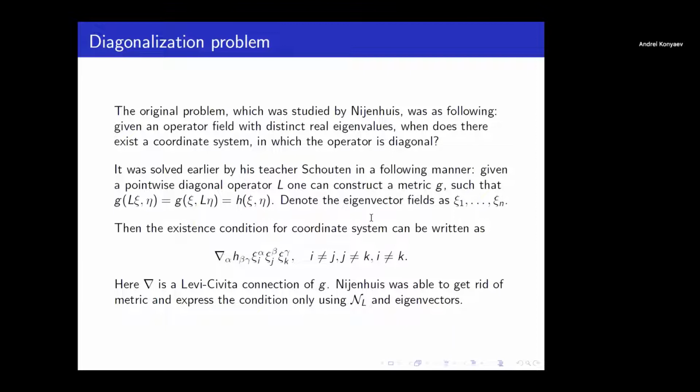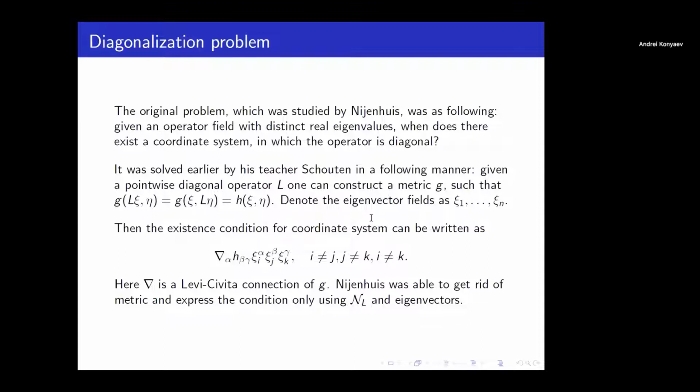Historically speaking, the diagonalization problem is the first case of application of Nijenhuis geometry, right? Of the Nijenhuis operator, the case when we deal with an operator which is not actually Nijenhuis, but Nijenhuis torsion appears in this context and plays an important role. This is how the Nijenhuis torsion was discovered. Nijenhuis, his teacher was Schouten, and Nijenhuis was researching the following problem.